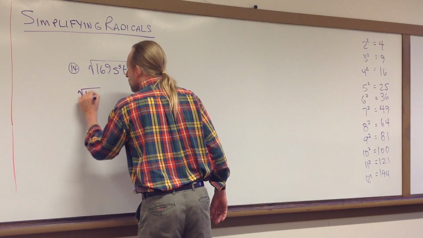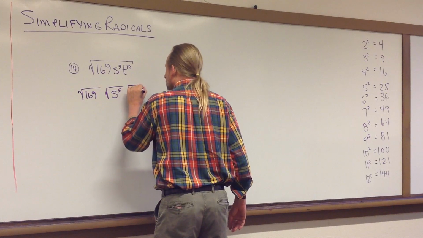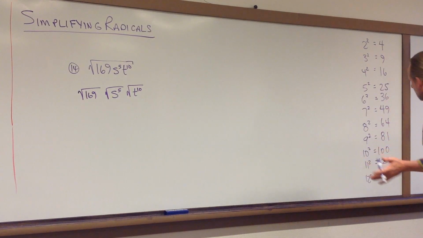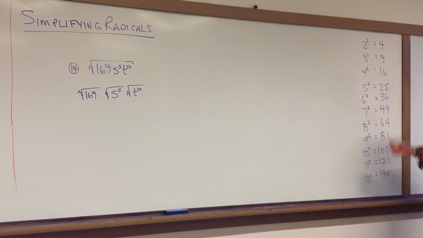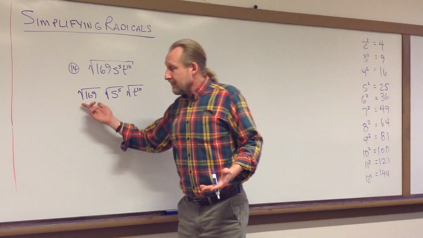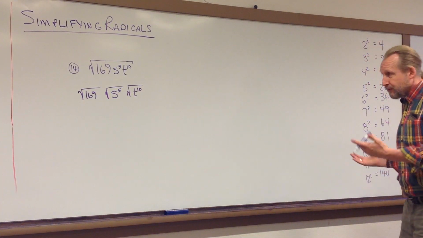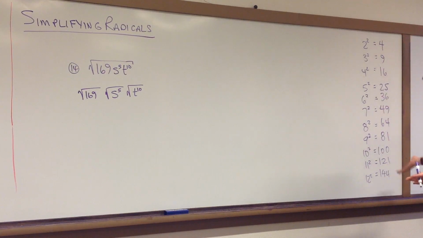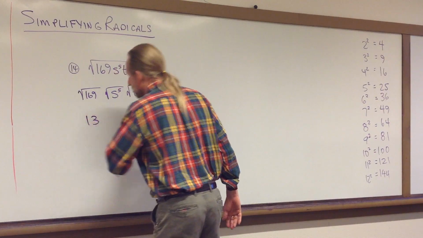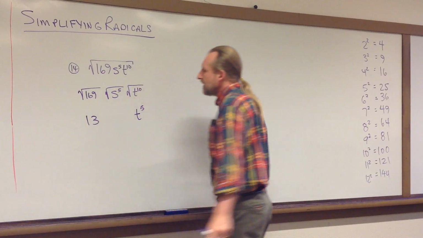Just like I did in the other problems, I'm going to split this up. We're going to have square root 169, square root s to the 5th power, and square root t to the 10th. Now that 169, you notice I stopped at 144. So something that can be helpful for you, try it. See if it's a perfect square. Square root the number. See if you get a whole number. And if you don't, then you can look for a factor of one of these things in it. But as it turns out, square root 169 is just plain old 13. Square root t to the 10th is t to the 5th.